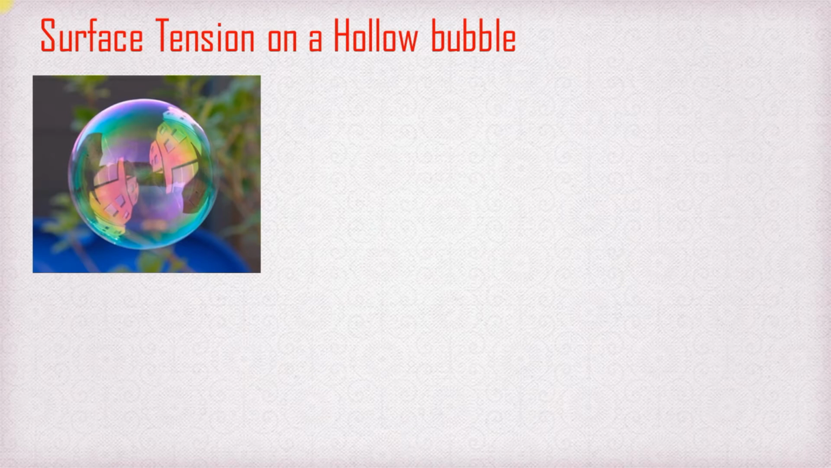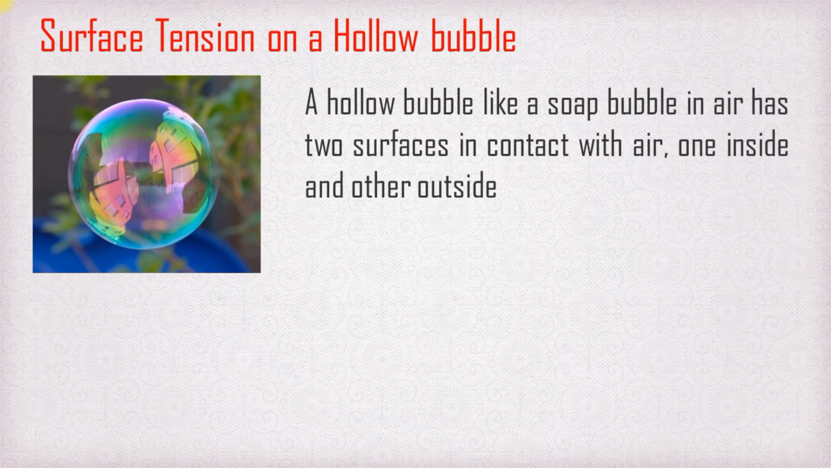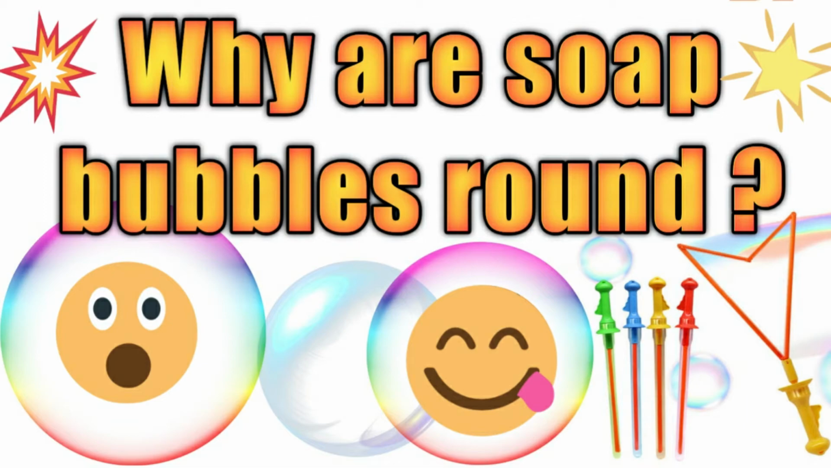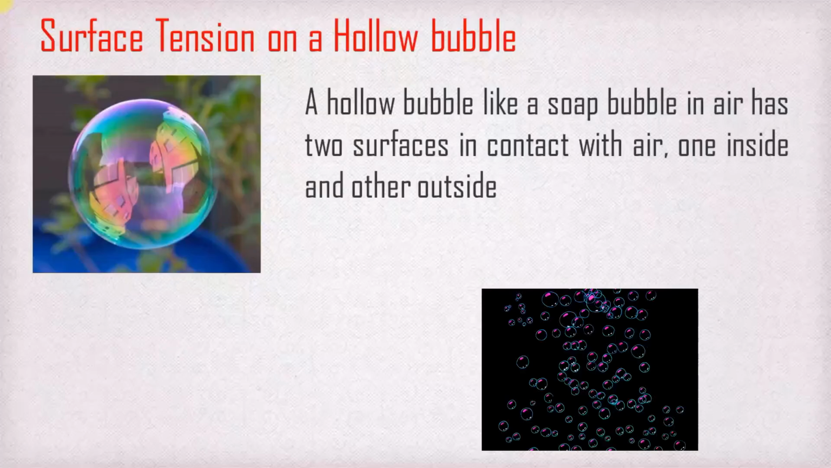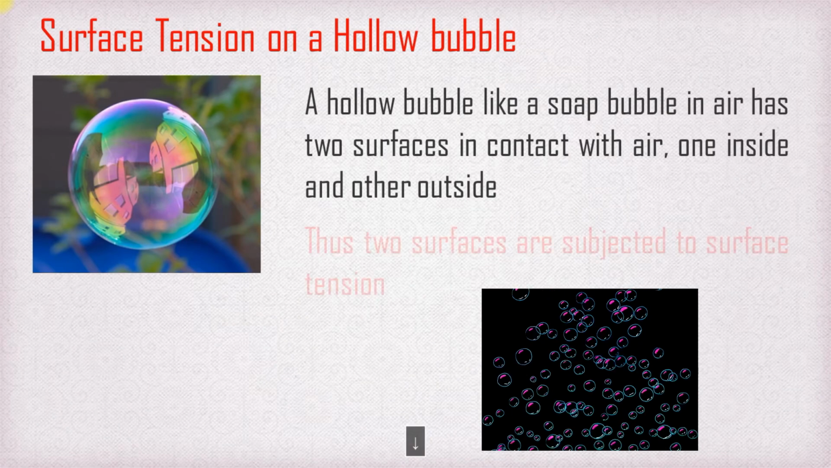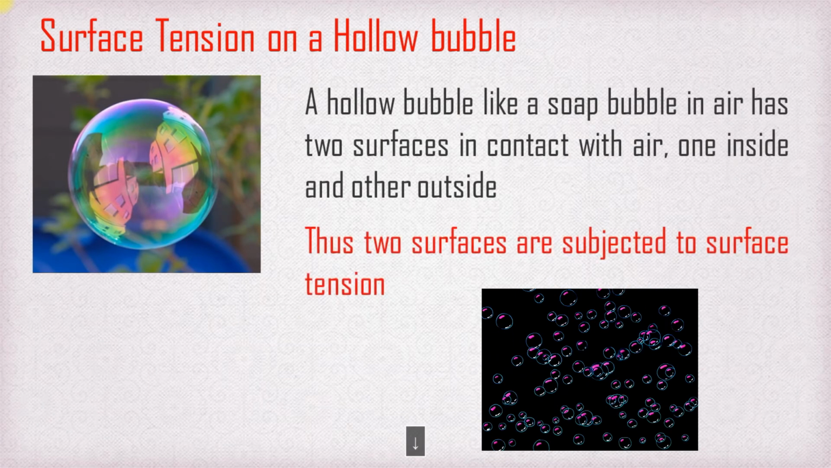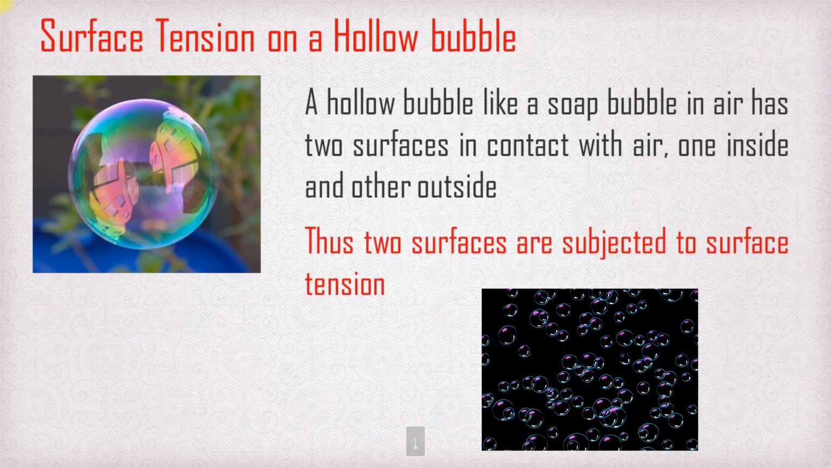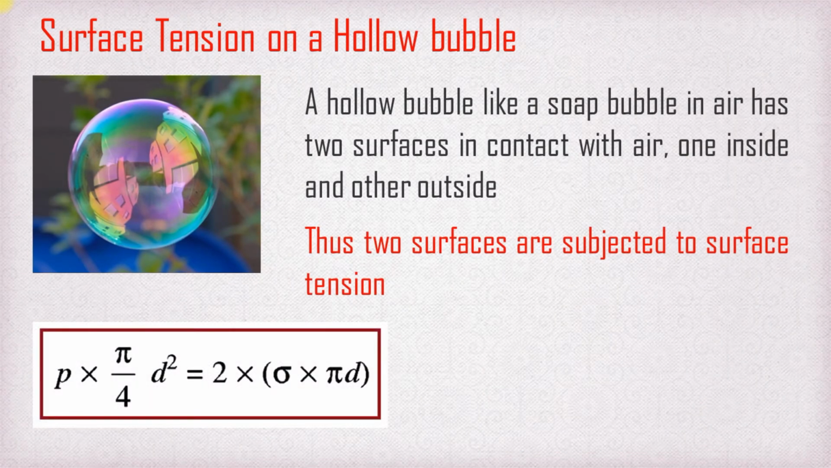Let us consider a hollow bubble like a soap bubble in air, which has two surfaces in contact with air, one inside and the other outside. Let us take the example of a bubble toy. In water, whenever we add detergent, it will generate a hollow bubble. So in a hollow bubble, both surfaces are in contact with air, so the surface tension force acts on both surfaces of the bubble. Thus two surfaces are subjected to surface tension.